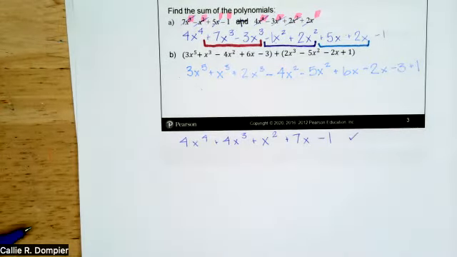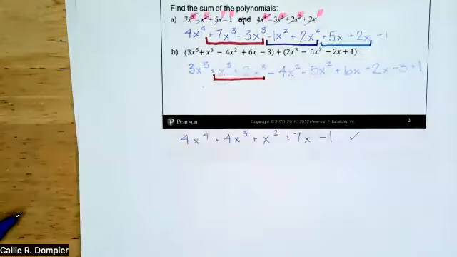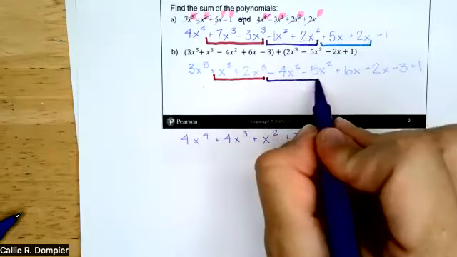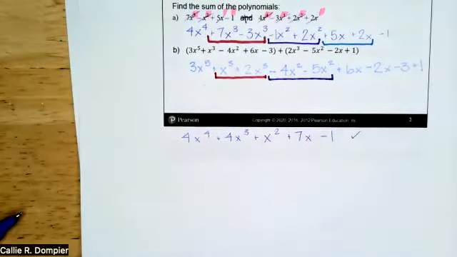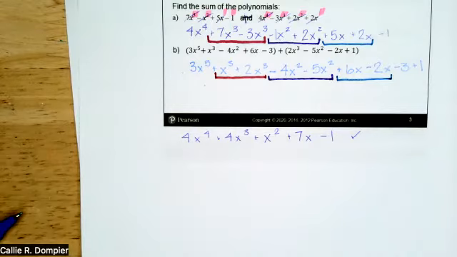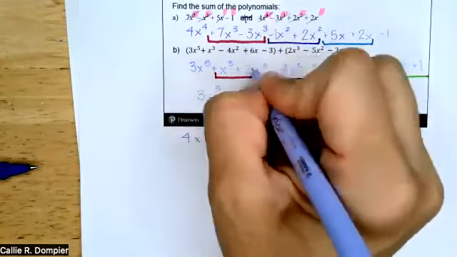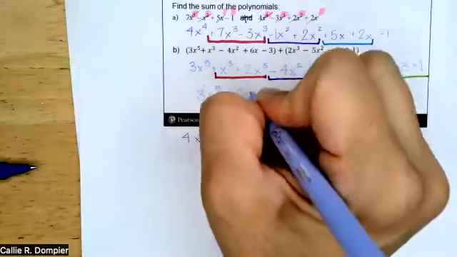So now it's in order. And again, you can just take x to the third plus 2x to the third, negative 4x squared minus 5x squared, plus 6x minus 2x, minus 3 plus 1 becomes 3x to the fifth plus 2 and 1 is 3x to the third.